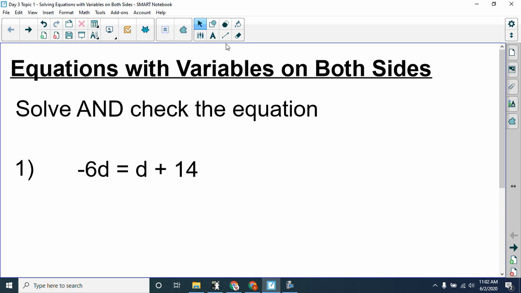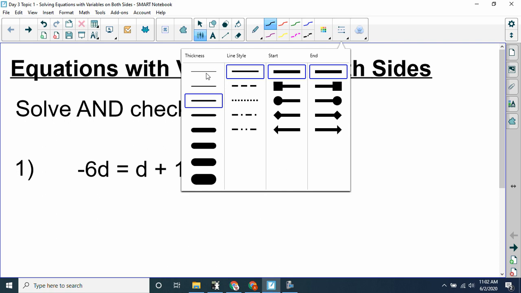This time I've got a variable, I've got d on the left side of my equal sign and on the right side of my equal sign. So go ahead, write down the topic up here at the top, equations with variables on both sides. We are going to solve our equation and check our solution. And problem number 1 says negative 6d is equal to d plus 14.